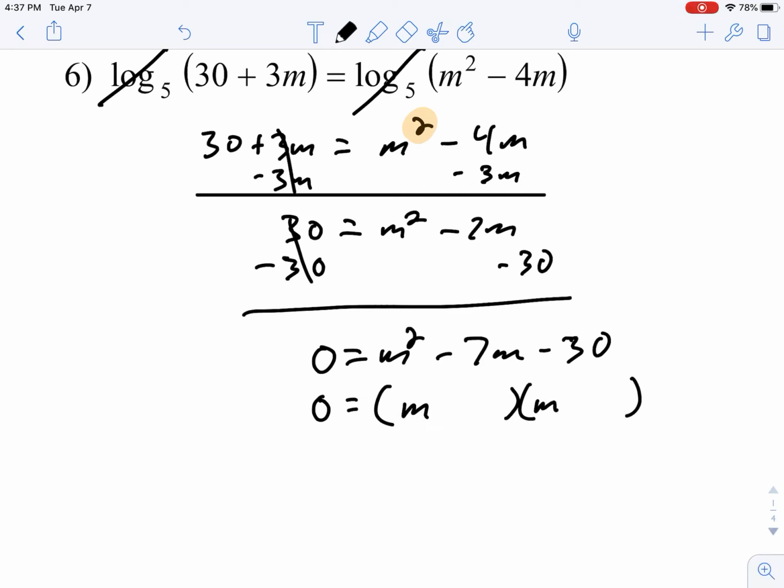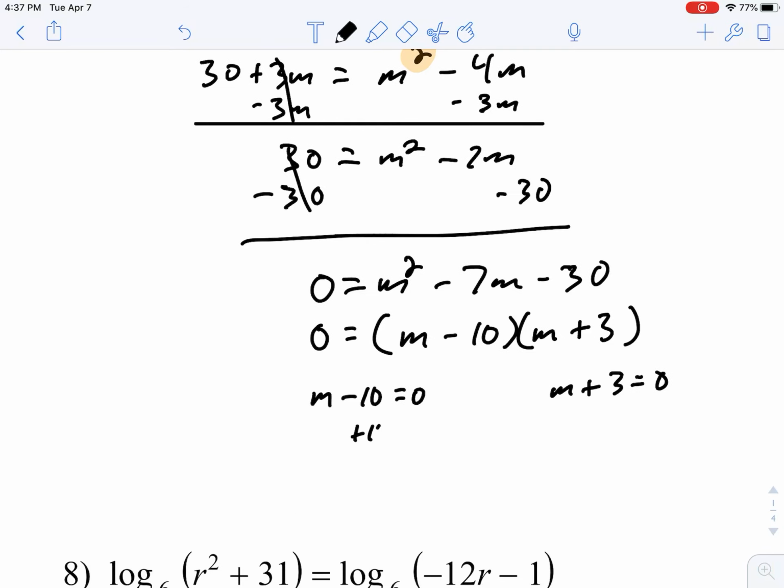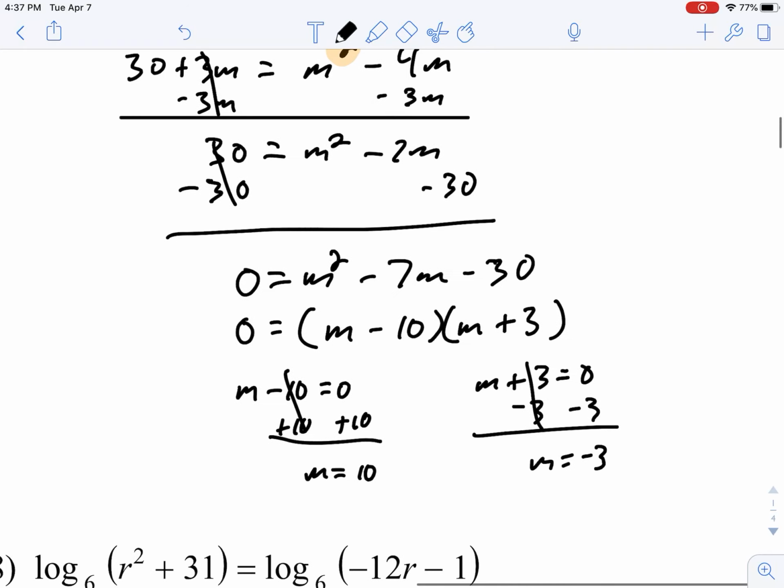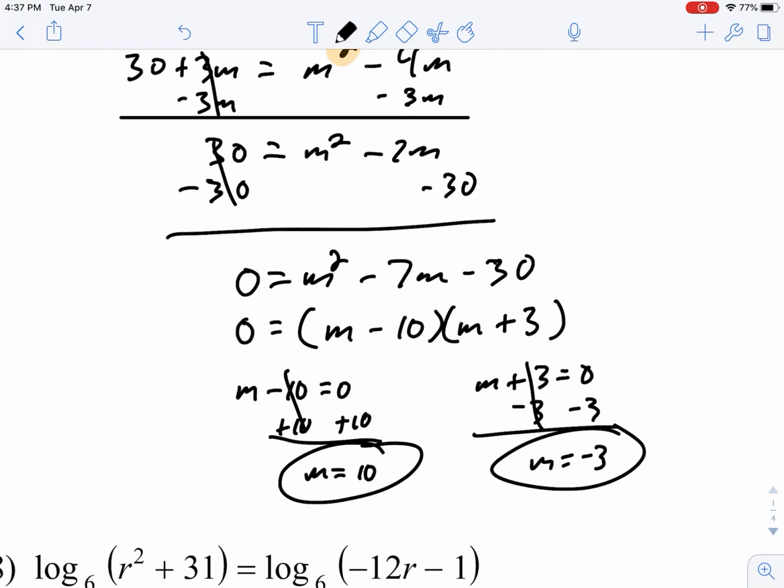So we need the two numbers that multiply to negative 30 and add up to negative 7. Well, let's see, 5 times 6, no, but 10 times 3. A negative 10 and a positive 3. They multiply to negative 30, they add up to negative 7. Now if I set each one of these equal to 0 and solve them, m equals 10 and m equals negative 3. So I have these two answers.